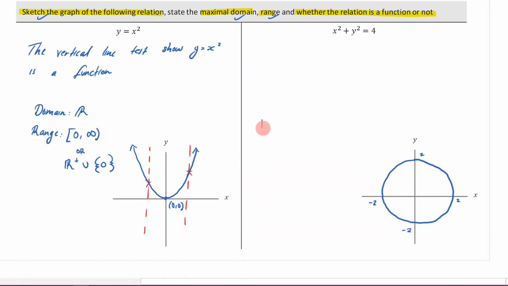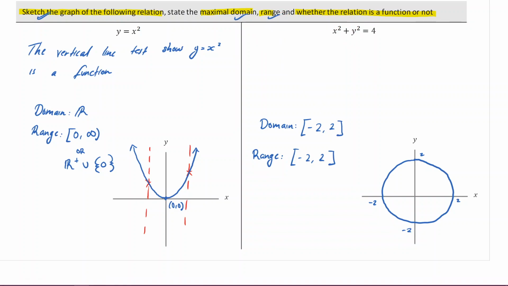We can therefore state what the domain is going to be. My domain is going to be from -2 to 2. Because remember, it's just all my possible x values. And my range is going to be, again, -2 to 2, because it's all my possible y values. -2 to 2. Perfect. So I've done a sketch. I have found the maximal domain, the range. Now I need to state whether or not this is a function or not.